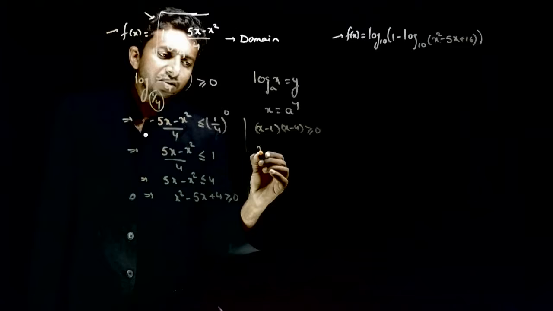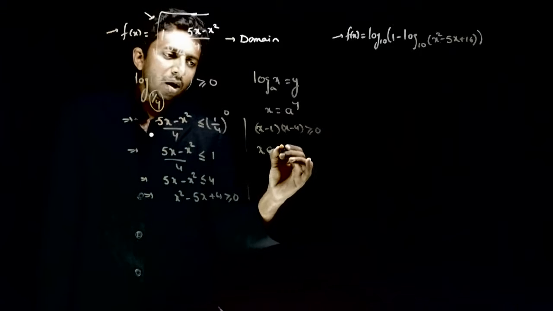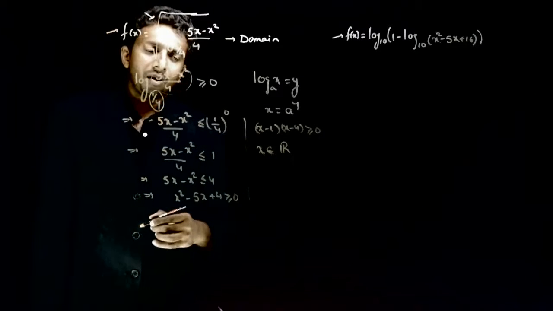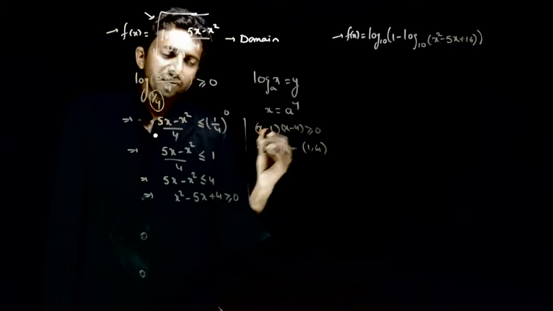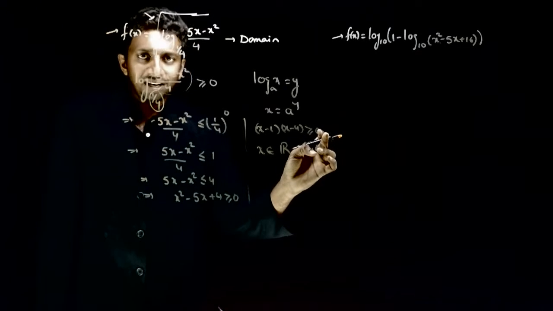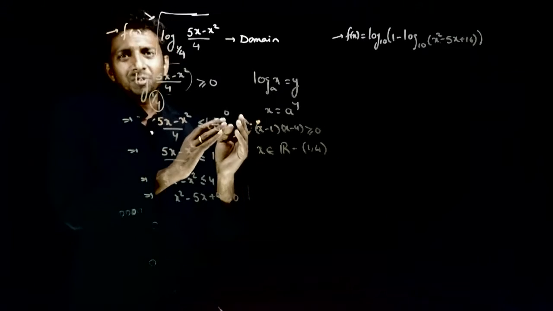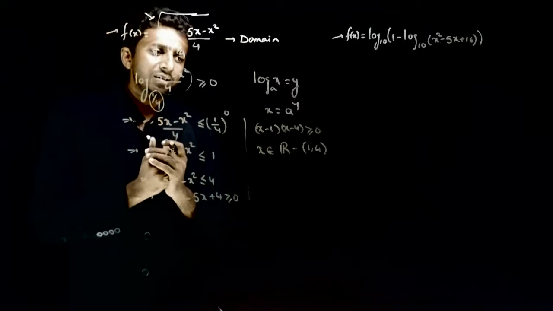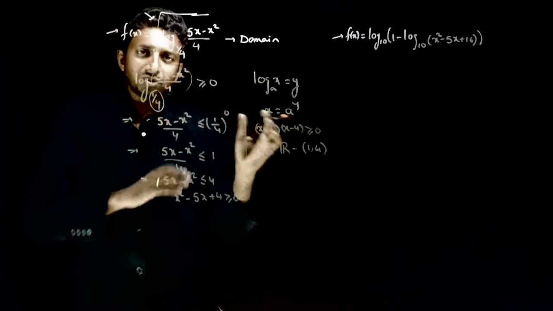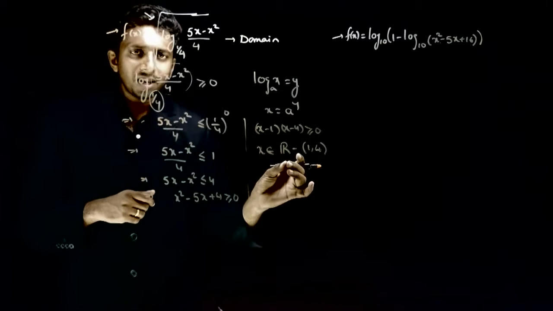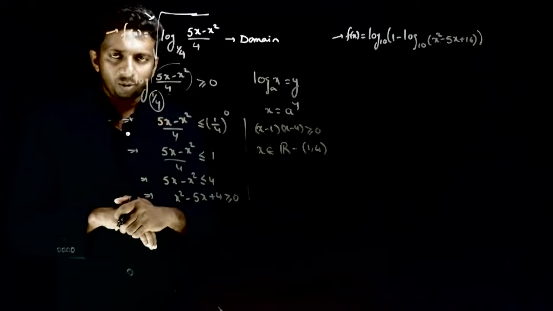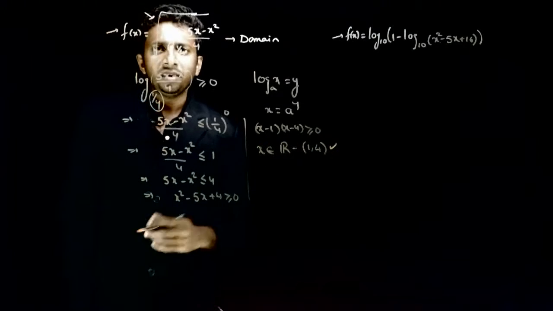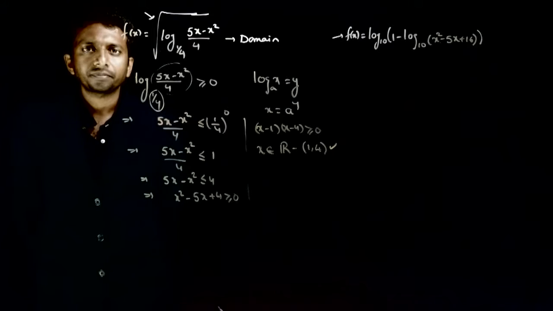So the answer is x belongs to all real numbers except 1 to 4. क्योंकि ग्रेटर देन इक्वल टू 0 है तो 1 और 4 के बीच में नहीं होना चाहिए. It lies outside the roots. So 1 and 4 are the roots. उसका बाहर, इसका मतलब all real numbers से just 1 to 4 आप minus किया तो whatever is remaining is the domain. So this is the domain for this function.